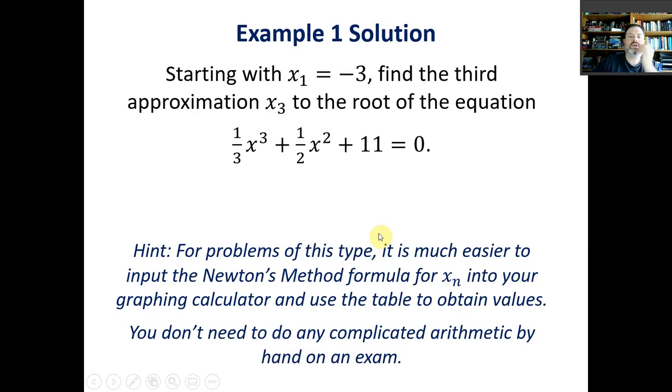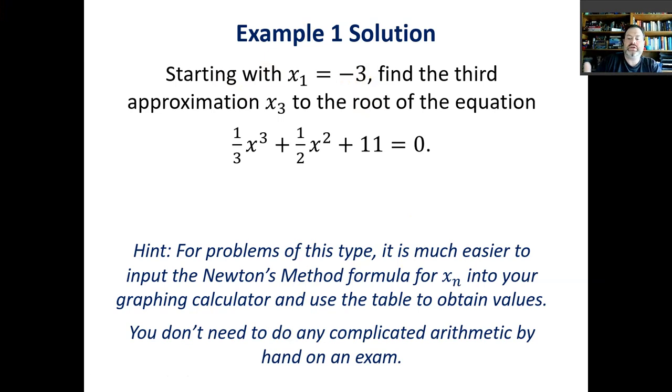All right, so let's do an example, and then I'm going to show you some online stuff. Starting with x1 equals -3, find the third approximation, x3, to the root of this equation. So you can graph the function, if you want. Now, we're given the first value here, so you don't need to graph it. But if you want to graph it to get some idea what's going on, that's fine. So, I put a little hint down here, and we're going to use that hint. I'll show you how to do it.